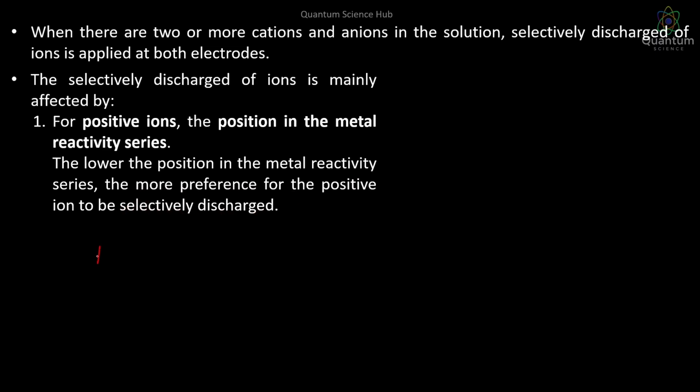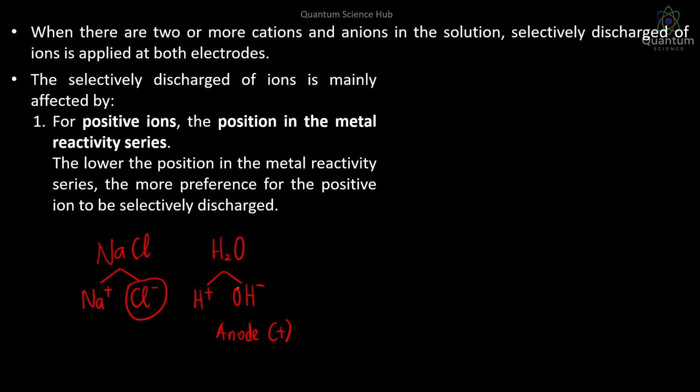For example, I have a NaCl aqueous. So it contains Na+ and Cl-. While from the water itself, it always contains H+ and OH-. So who will be attracted to the anode? Anode is positive electrode, right? So you have two choices in here, Cl- or OH-. So who will be attracted to the anode? So this is the problem.